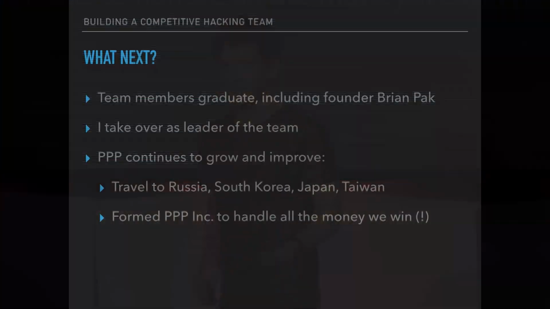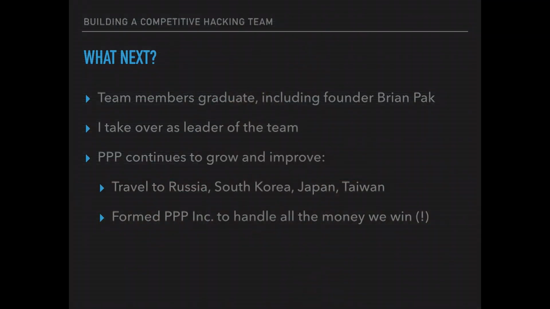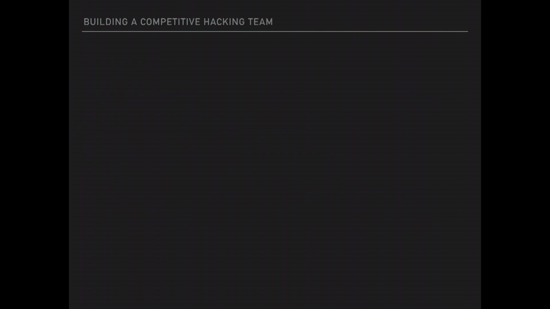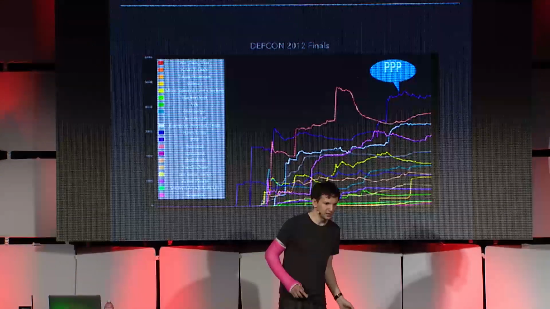And we actually had to incorporate our team. We formed Plaid Parliament of Pwning Incorporated because we were winning so much money from these contests that we couldn't handle it any other way. So we were pretty happy. And I know you're saying, well, fine, but what about the World Series that you talked about, this Defcon CTF? So the next year we went back, qualified, no problem.